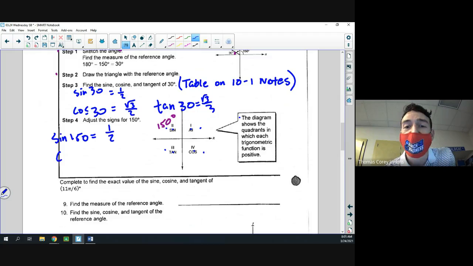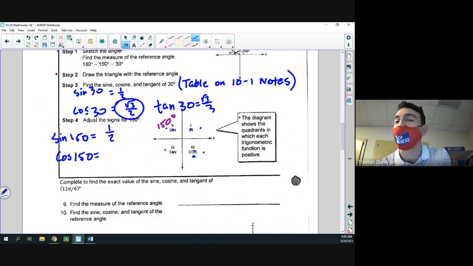The cosine of 150: cosine is positive in the fourth quadrant. It's not positive in the second quadrant. So the cosine of 150 is going to be negative, so negative square root of 3 over 2. I think you guys are starting to see what I mean by this being kind of a process, right? And then the tangent of 150, tangent is not positive in the second quadrant, so it's going to be negative.